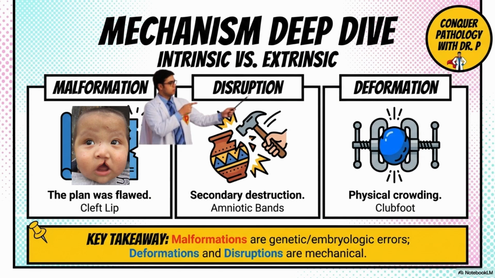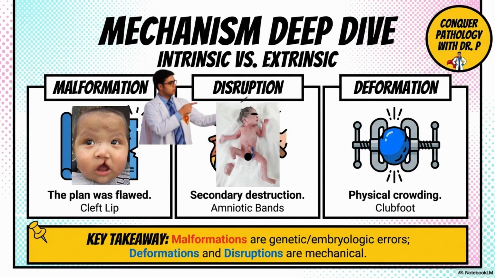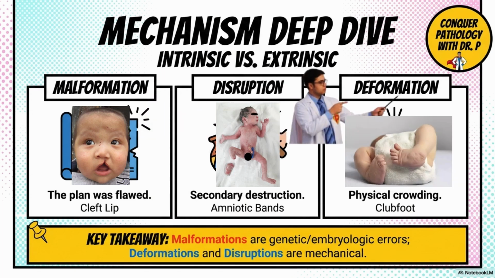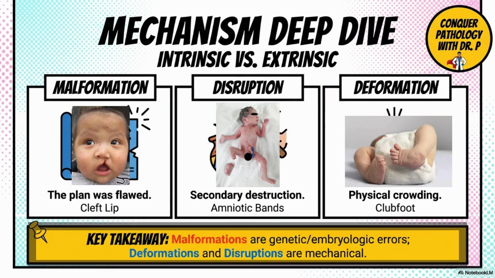Disruption. This is secondary destruction. A classic example is amniotic bands, the fibrous bands that can amputate a limb that was otherwise forming perfectly. Deformation. Physical crowding. Think of clubfoot caused by the uterus being too crowded. The key takeaway here is malformations are genetic or embryological errors. Deformations and disruptions are mechanical errors.